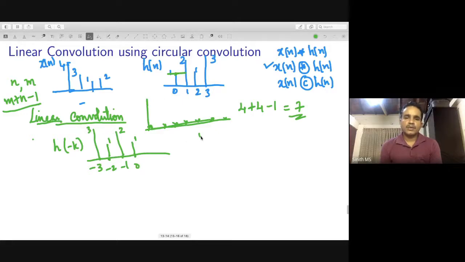So what will be y of 0? Just multiply it and add. So 4 into 3, 12 plus 3, 15 plus 2, 17 plus 2, 19. Okay. Then to get y of 1, you shift it by 1. So this is 0, 1, 2, 3. If this is shifted by a factor of 1, at 1 you have this value 1, at 0 you have 2. So you'll get 3 into 1. Sorry, y of 0 is not 19, right? What is the value of y of 0?